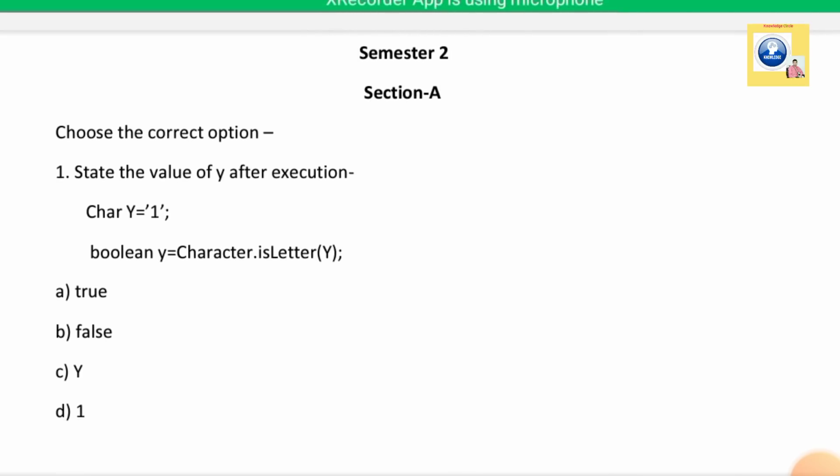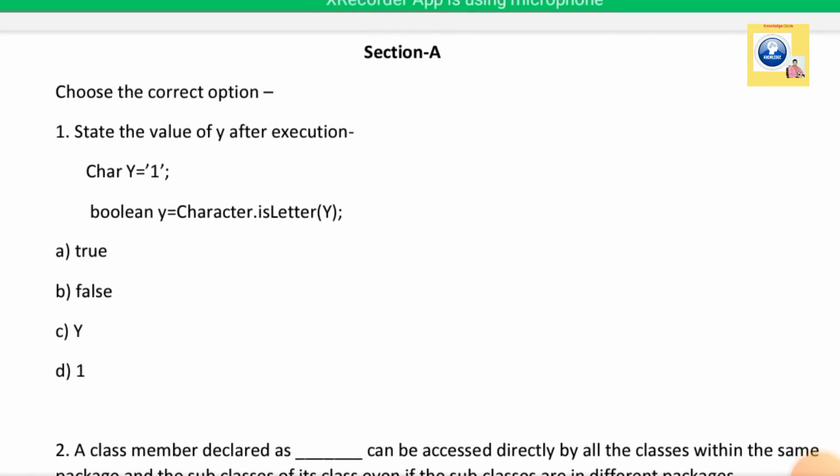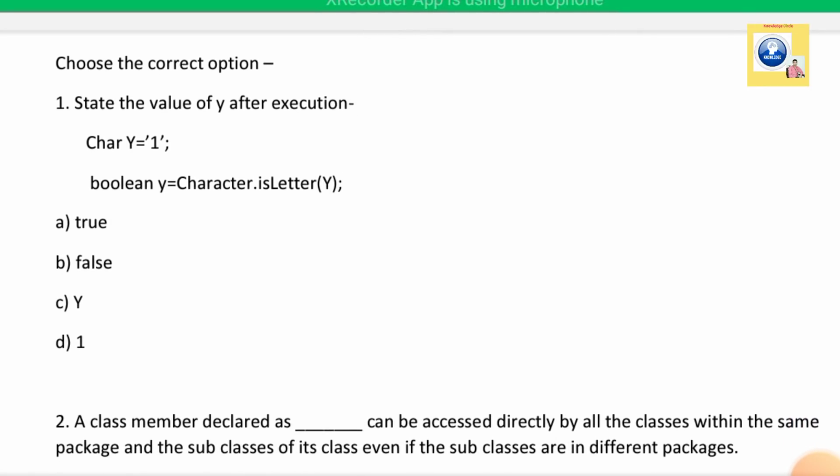Choose the correct option. There will be 30 questions. First question is: state the value of y after execution. Here y is a character type variable whose value is 1. Then we are checking with a method of the Character wrapper class, Character.isLetter, to see whether it is a letter or not. The value of y is 1, so it's not a letter.